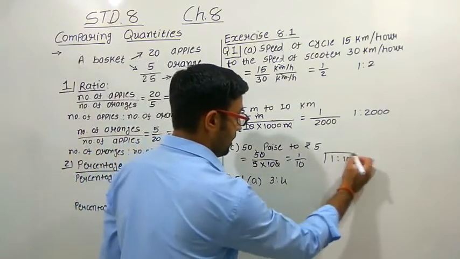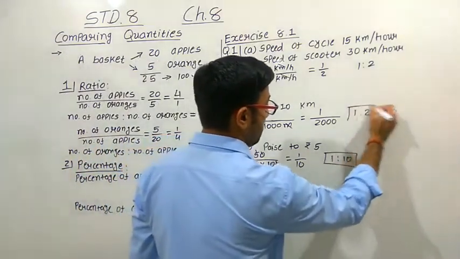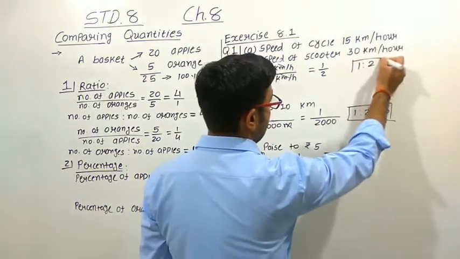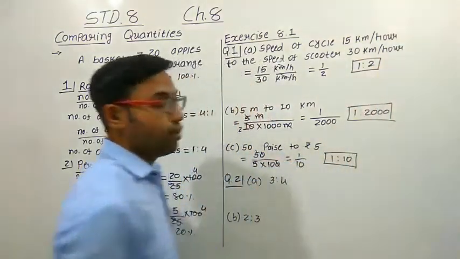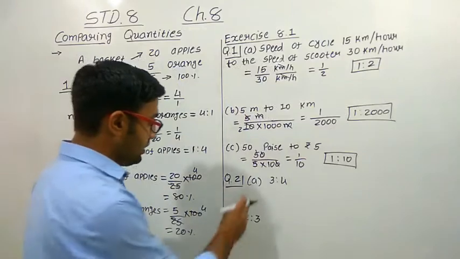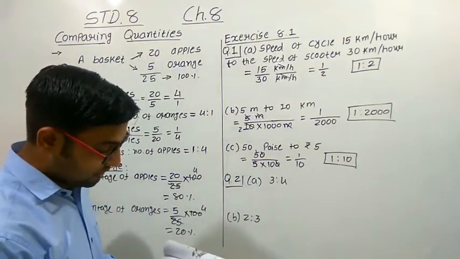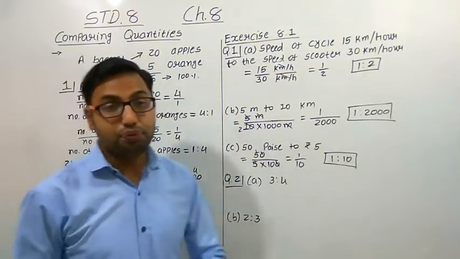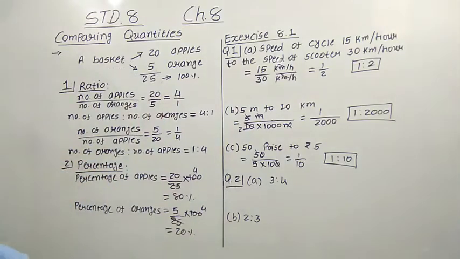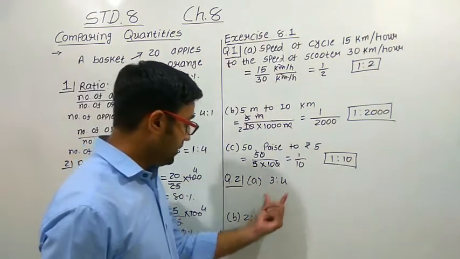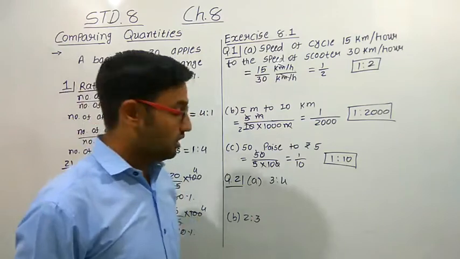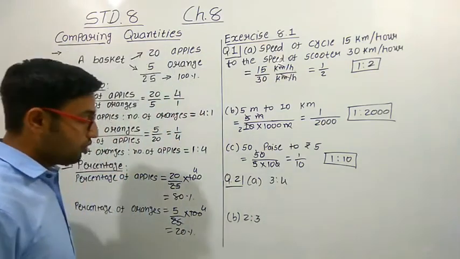So these all are the ratios, right, which compare two quantities. Now the question number 2. Question number 2 is: convert the following ratios to percentage. Here we have to convert these two ratios into percentage. So how to convert? There are two methods.